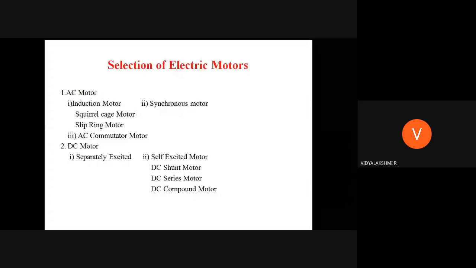Please note it down. Ns is the synchronous speed, F is the frequency, and P is the number of poles. Based on this, I can find the synchronous speed of my induction motor as well as my synchronous motor.